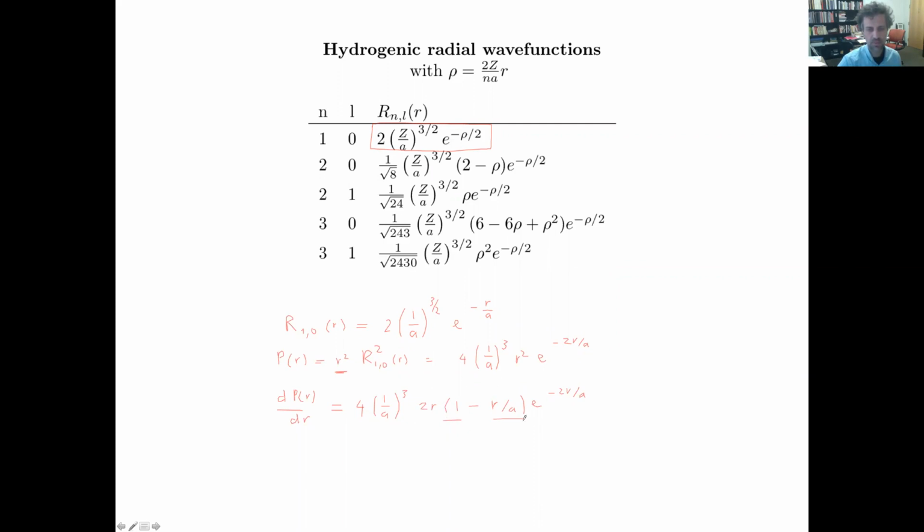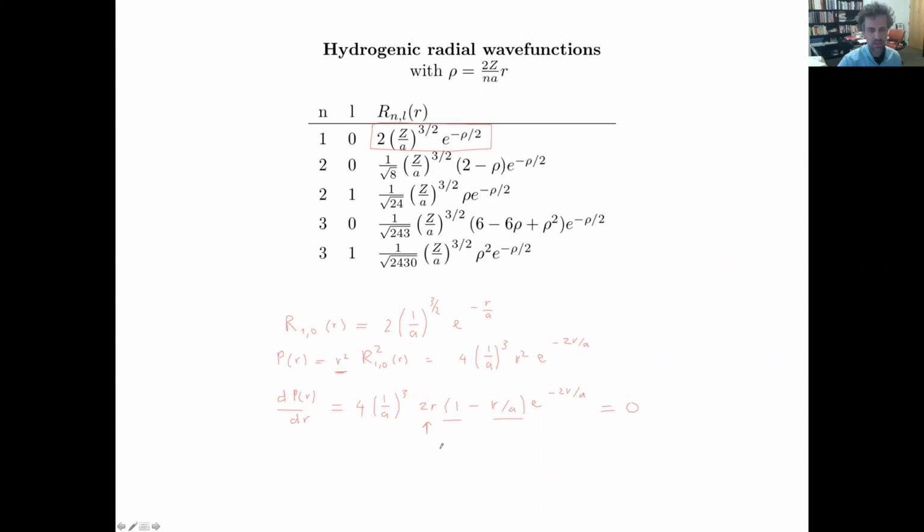I clean this up a little bit in this way because it's easier to see where the roots of this equation will be, because this is going to be 0 to find the maximum. Okay, so this is the derivative, of course, of the function P(R). I set the derivative to 0, I can find the maxima, and I see 3 possibilities.